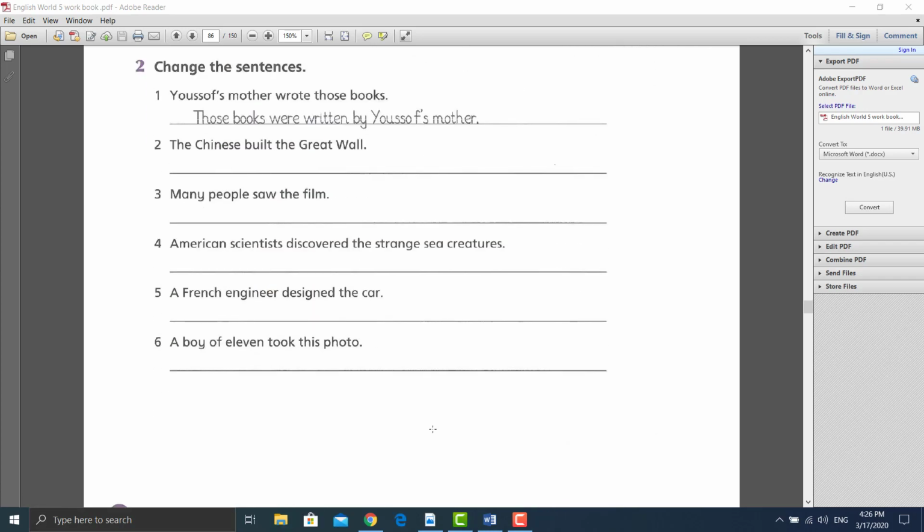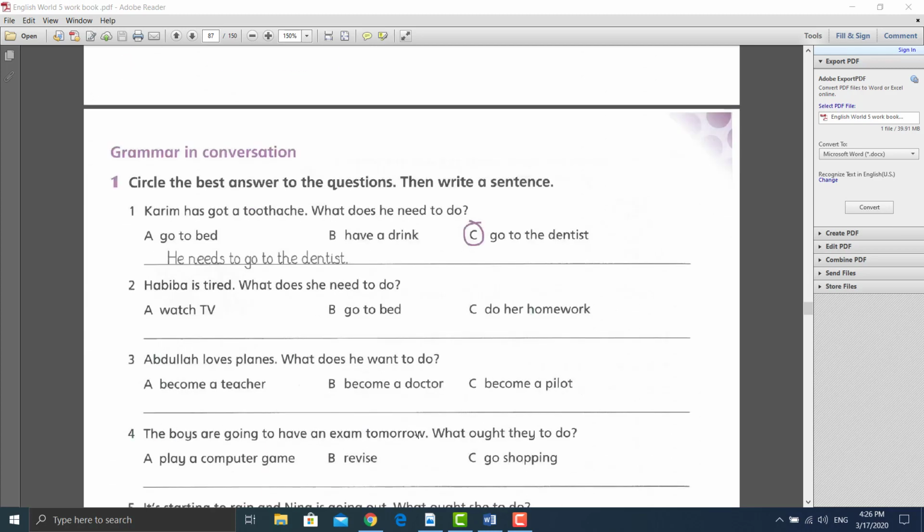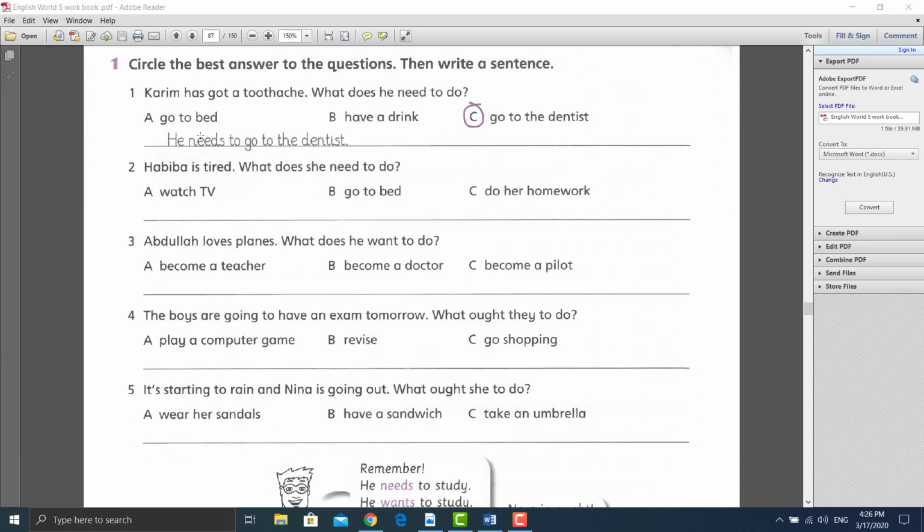On page 85, my question is, circle the best answer to the questions and pay attention to the best answer. Then write a sentence. Let's read the first one. Karim has got a toothache. What does he need to do? Go to bed, have a drink, go to the dentist. Yes, he needs to go to the dentist.